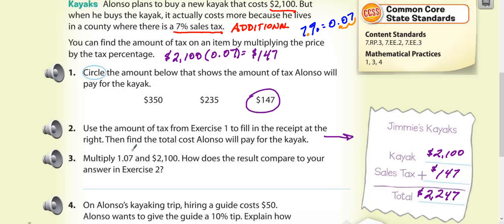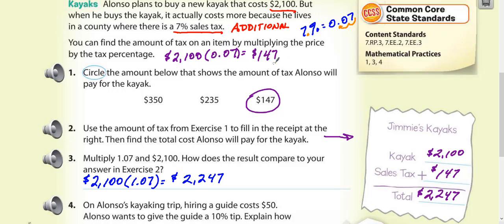Now, in part 3, they ask you, what happens when you multiply the 2,100 by 1.07? So go ahead and do that. Take a minute, pause the video, and do part 3. See what you get. All right, so let's see what you had. If you take the 2,100, and now they're saying multiply it by 1.07, not 0.07, but 1.07, what do you get? Well, what you should have had as an answer is the same thing, $2,247. Why does that work?